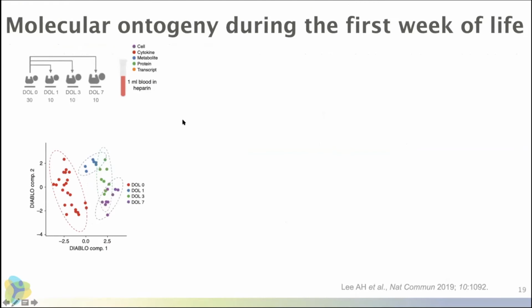And here we applied Diablo to a cohort of neonates during the first week of life. So we collected blood from this cohort, mostly African and Australasian, and we had 30 babies here, and we collected blood at day 0 and all the way up to day 7. And we profiled, again, going at more and more omics data sets, the cytokines, metabolites, proteins, and transcripts.